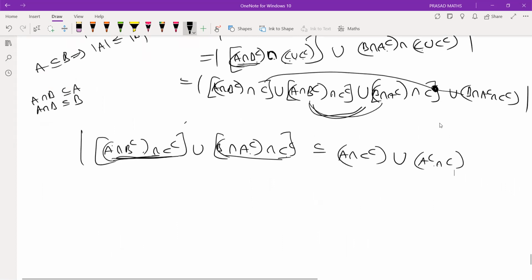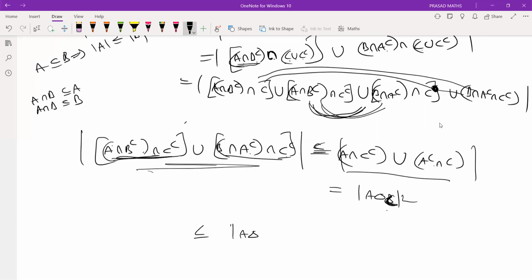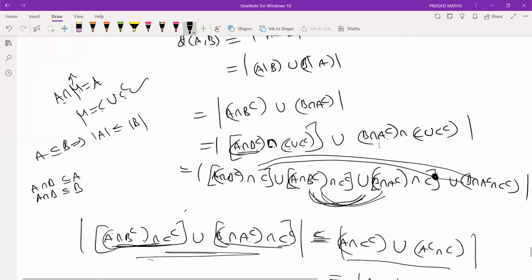So this is always true. Therefore, the coordinate of this is always less than or equal to the coordinate of this. But what is this? This is nothing but A delta B. So the coordinate of A delta B is always less than or equal to the coordinate of A intersection C, and similarly, it is less than or equal to the coordinate of B intersection C. Therefore, this is the coordinate of A intersection C plus the coordinate of B intersection C. So what is this actually? The distance between A and C plus the distance between B and C. Therefore, it satisfies the triangle inequality.